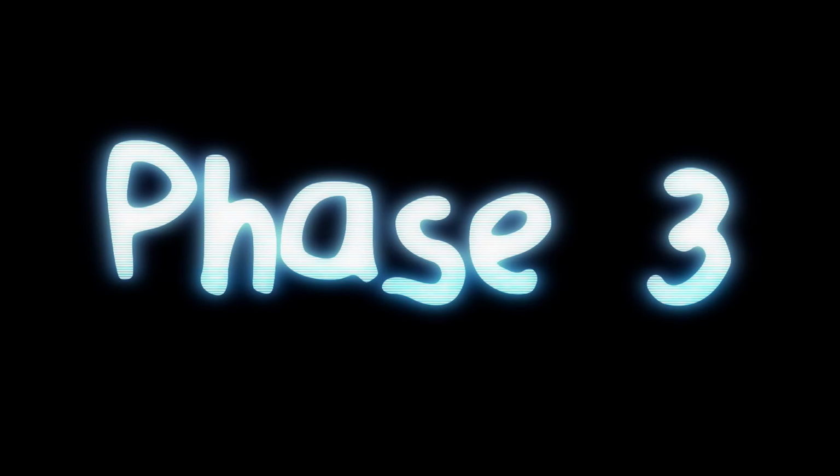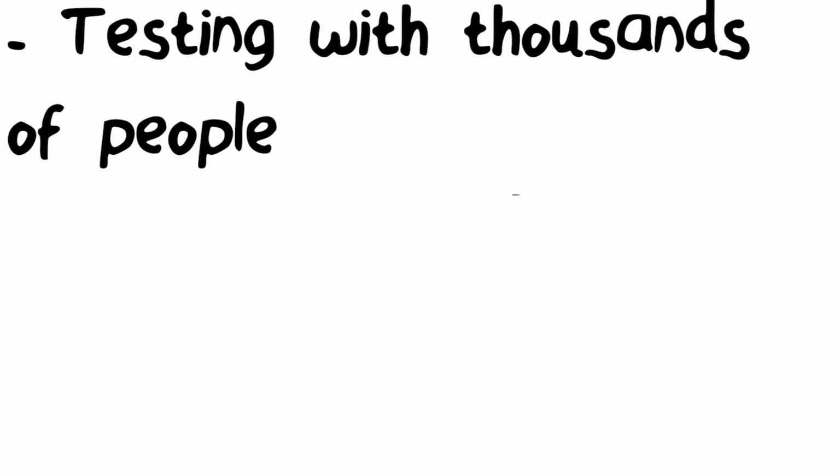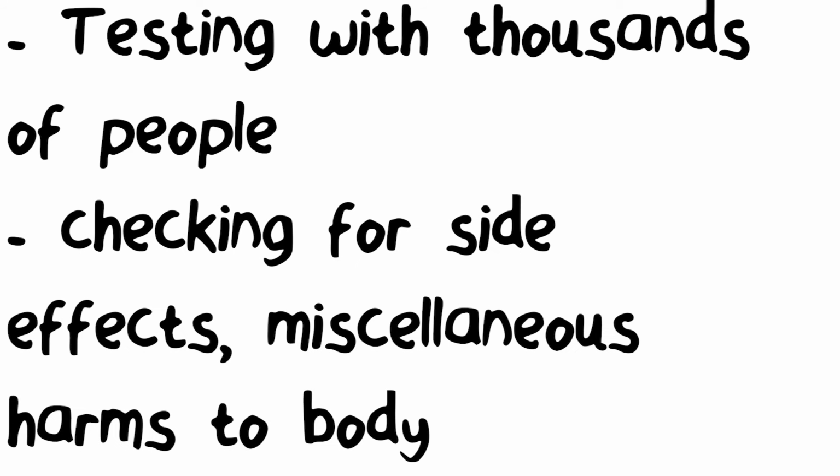Phase 3 includes testing with thousands of people and is usually the last stage of testing. The main aim of this phase is to see the rarer things that may happen as a result of the vaccine. These may include side effects or rare cases of harm caused to the body due to the vaccine, which may not show up with a smaller group of testing.